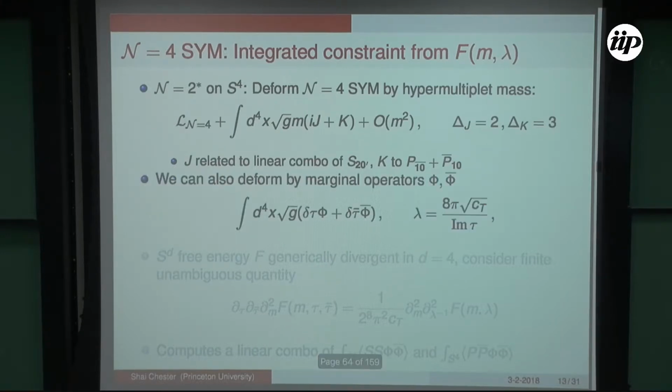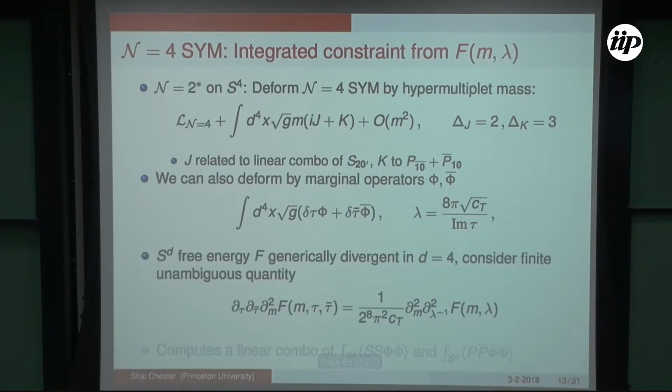So in addition to deforming by these scalars, we also have another scalar, which is the marginal operator. So we can deform the Lagrangian by a marginal operator times tau, where tau is just the complexified coupling, which you can relate to the 't Hooft coupling with this formula. So these are the different deformations you can consider.